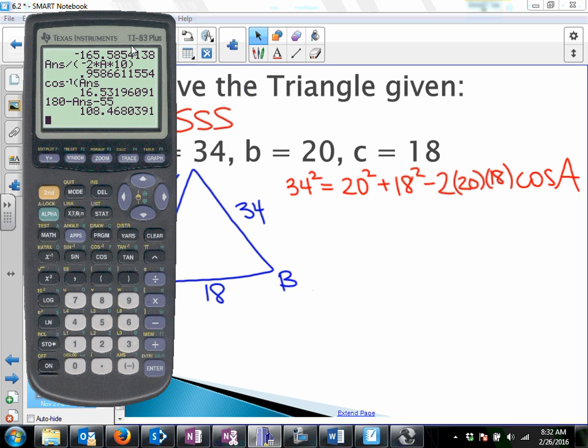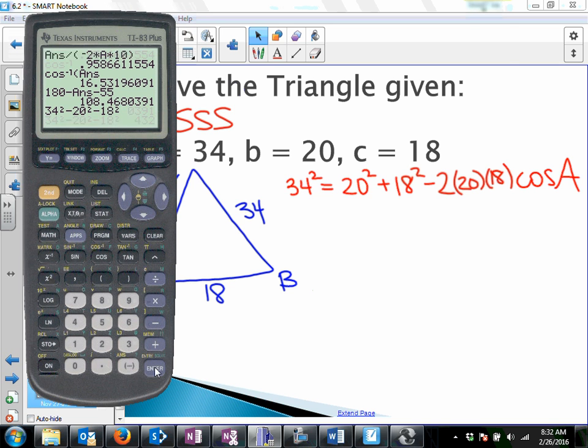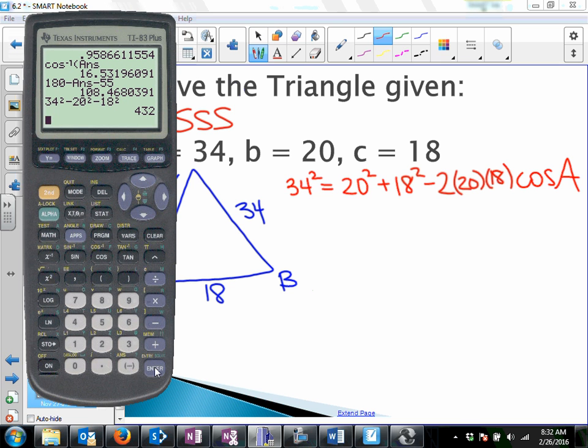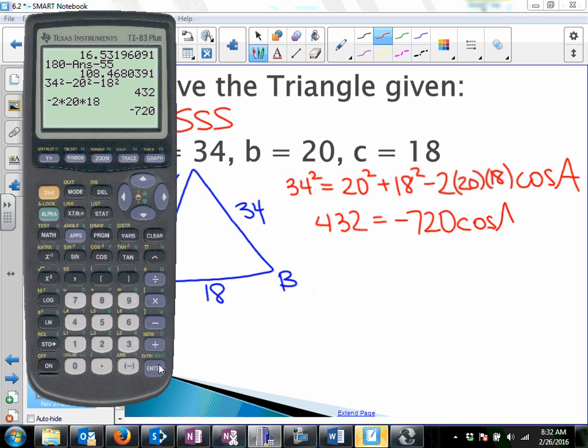We need to subtract 20 squared and 18 squared. So we have 34 squared minus 20 squared minus 18 squared. I know that we need to do our exponents, but we might as well do multiple things at once since we have our calculator. So we have 432 equals negative 2 times 20 times 18, which is negative 720, cosine of A.